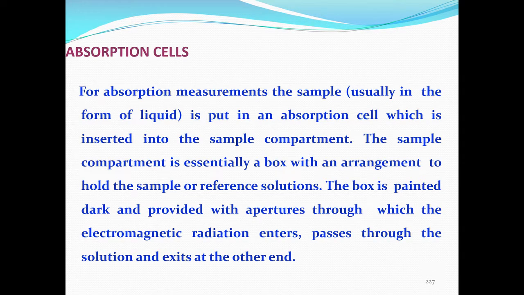The sample compartment is essentially a box with an arrangement to hold the sample cell and the reference solutions. The box is painted black and dark, provided with apertures through which the electromagnetic radiation enters from one end, passes through the solution and exits at the other end. So, in the process absorption occurs.